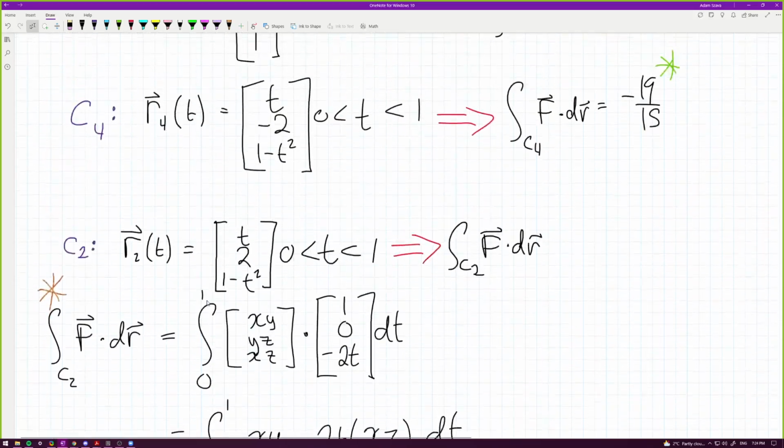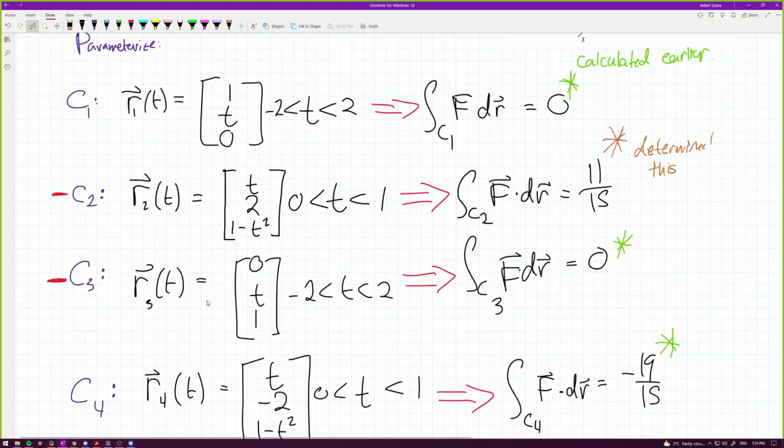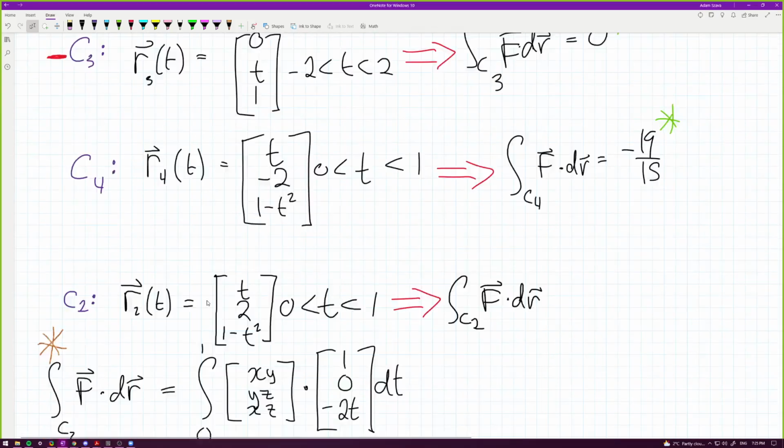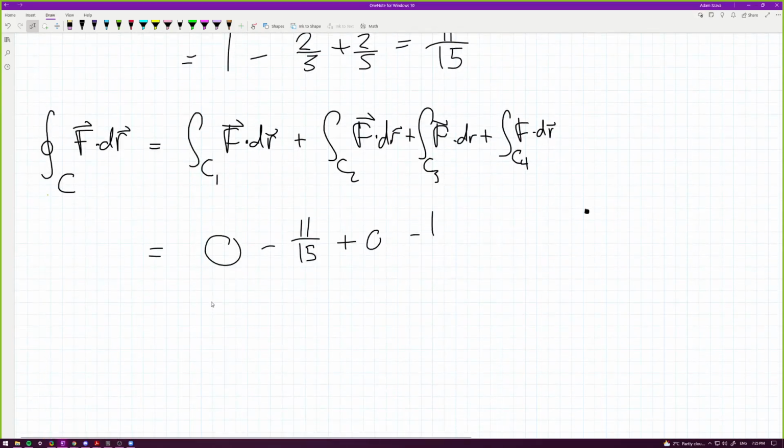Next one was plus 0 again. Right? So minus 0, but it doesn't really matter, this one. And then plus negative 19 over 15. Okay? And that is equal to, let's just confirm, negative 11 over 15 minus 19 over 15, which is equal to negative 2.